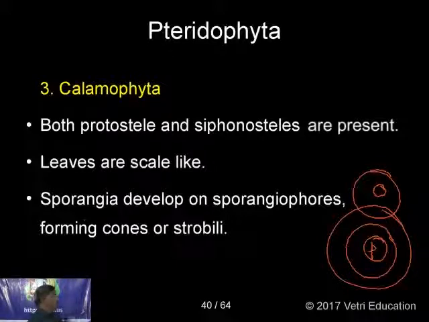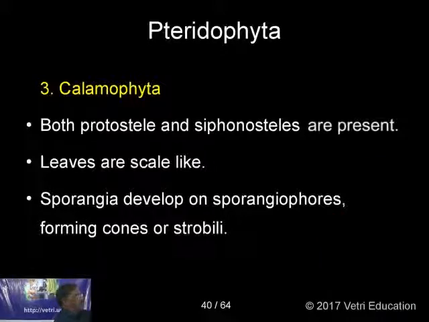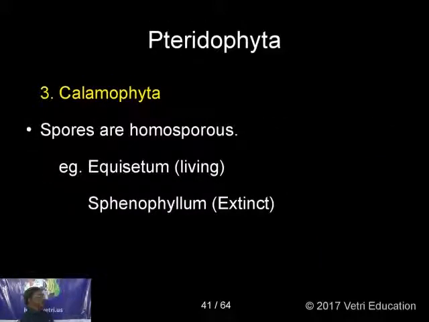And the leaves are scale-like, and the sporangiophores form cones or strobili. These also you can find as strobili or cones. The spores are homosporous, the same type of spores you can have. Two examples are given. One is Equisetum, that is living, and Sphenophyllum, this is extinct, not available. Some years back it was there, but it is not there now, so it is called extinct.